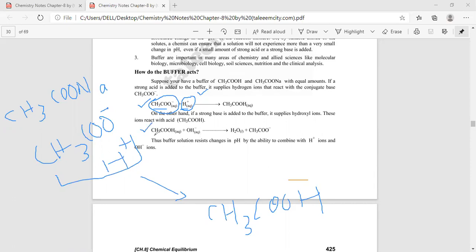In the second equation, you can see acetic acid. If a base is added in a buffer solution, the acetic acid of the medium quickly reacts with the OH negative ion, because we know that bases release the hydroxyl ion in a medium. So the acetic acid of the buffer solution quickly reacts with the hydroxyl ion that is produced when the base is added. It will convert into a water molecule and acetate ion. In this way, the pH of the solution is maintained.